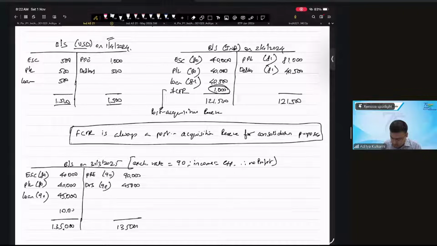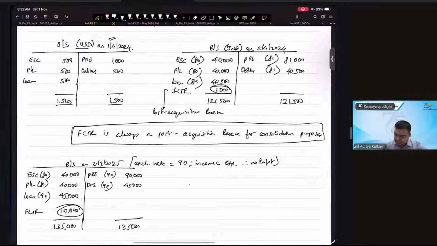1,35,000. So you are left with 10,000 as FCTR. Any doubts so far? Any doubts on the conversion? No doubts? Yes. So let us move further.